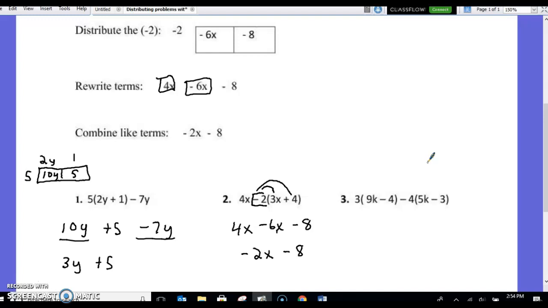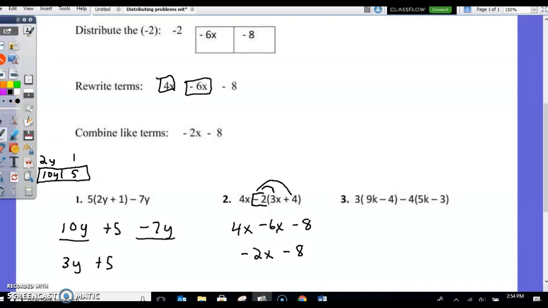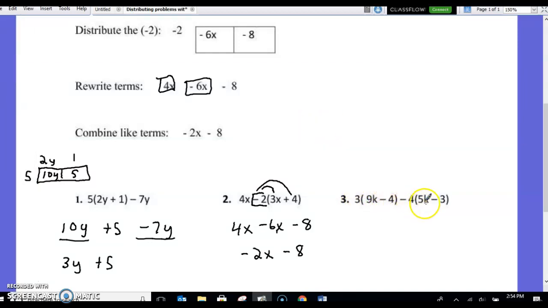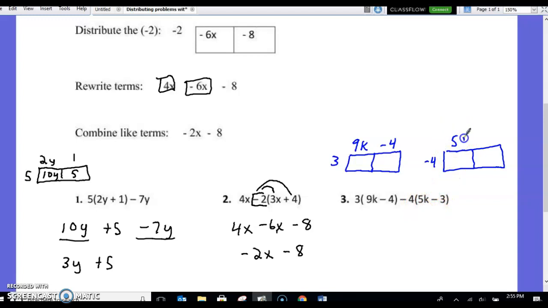Okay, so over here we're going to set up our problems. I'm going to do this with the box method. I'm going to change colors here just so it's a little bit different. Let's go with blue. Okay, so we have 2 1 by 2 boxes. So I'm going to set up a box here. So 3, and then we have 9k and a -4. And for this box, I'm setting up the -4, and then I'm going to do my 5k and my -3.